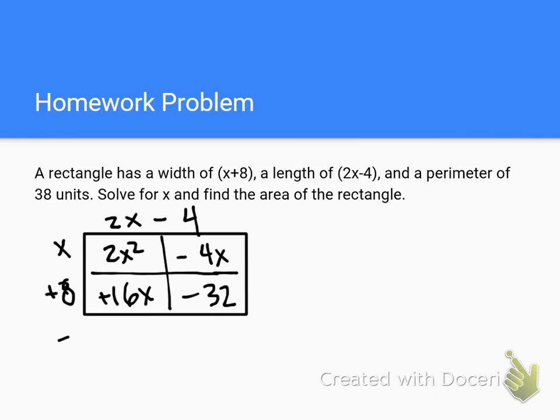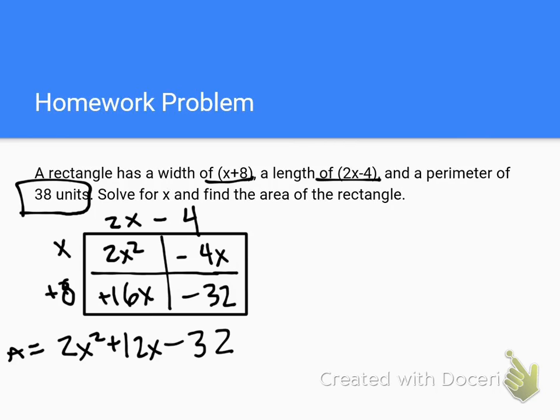Adding those, I would get an area of this. So I could say this is like the area of my rectangle, right? If you look at the problem, it's describing the rectangle that has this width and length, and then it also says it has a perimeter of 38 units. So we could say P equals 38. Okay, and if you think about it, perimeter is really just adding up the side lengths, right? So this plus this plus this plus this, adding that together.